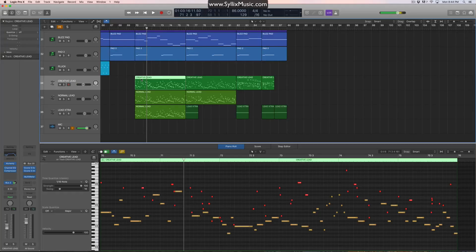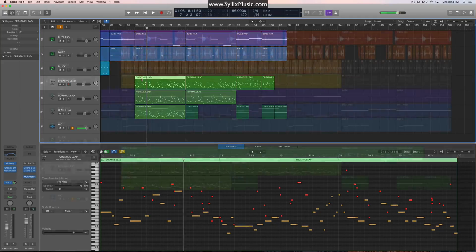Yeah, so you can see that just in a couple of different places, I took the note and I made them an octave higher because I think it sounded better. So again, just some really simple things you can do that'll add more interest to your tracks.